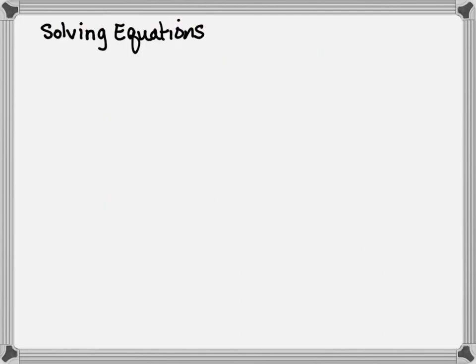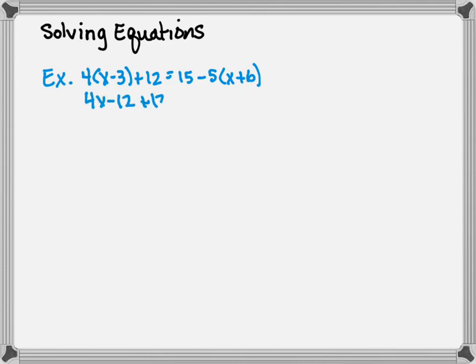Let's look at solving some equations. For example, 4 times x minus 3 plus 12 equals 15 minus 5 times the quantity x plus 6. Let's start by distributing. We get 4x minus 12 plus 12 equals 15 minus 5x minus 30. On the left-hand side, I'm going to end up with 4x because negative 12 and positive 12 cancel. On the right-hand side, let's combine 15 minus 30. And we get negative 15 and then minus 5x.